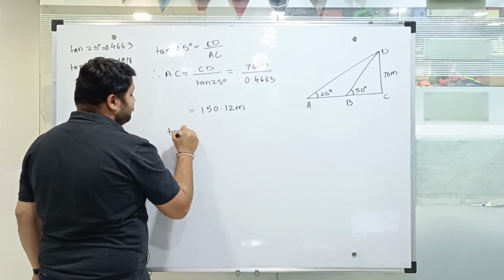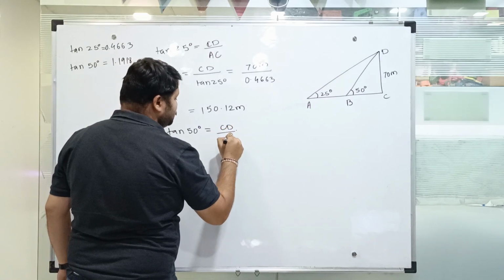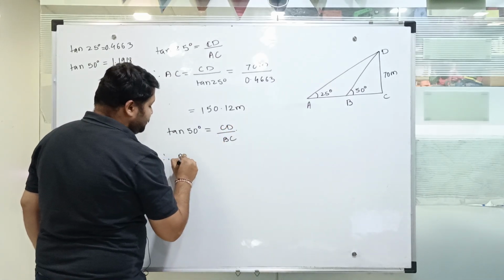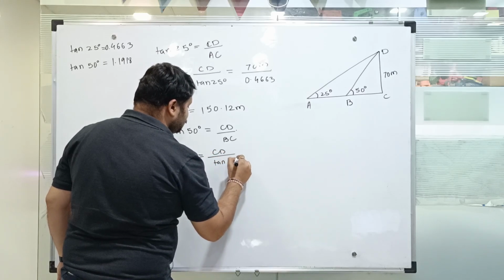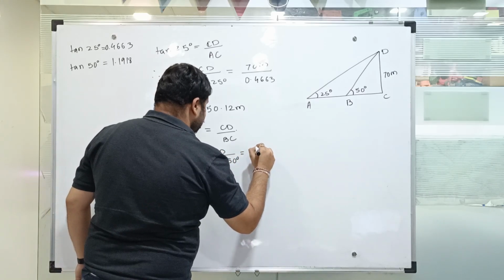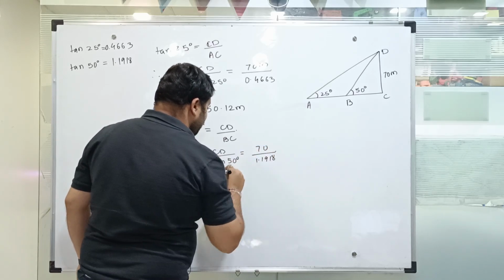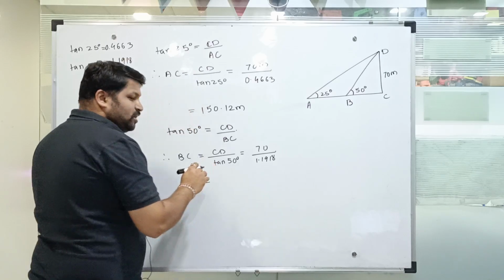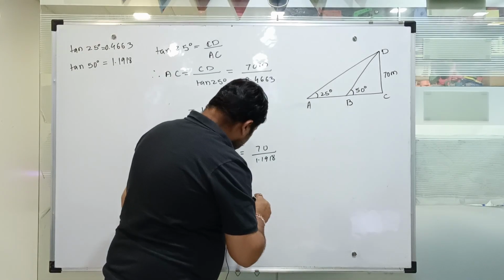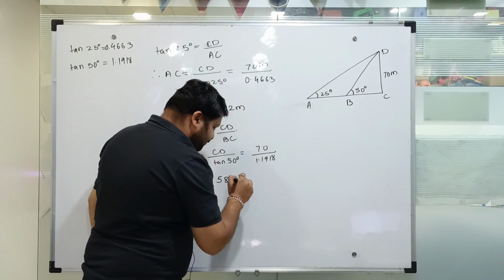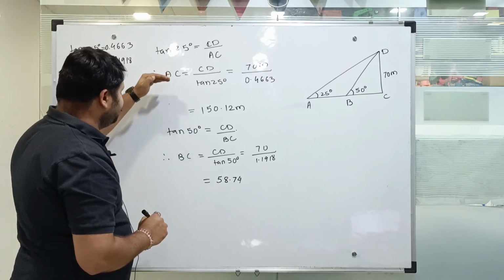We'll do exactly the same thing with tan 50 degrees. So I'll say tan 50 degrees is equal to CD upon BC. So therefore BC will be equal to CD upon tan 50 degrees. So that would give me 70 divided by 1.1918. After doing the calculations, I find that this is approximately equal to 58.74.